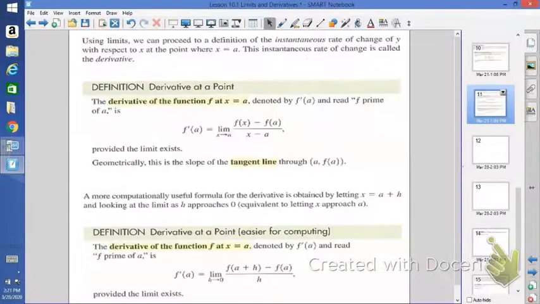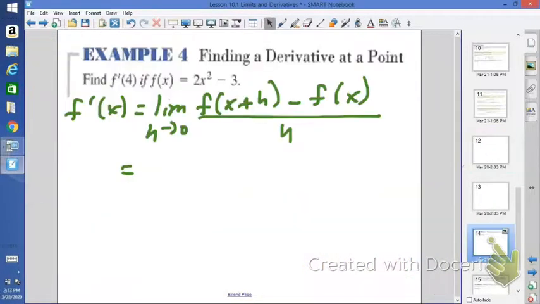Okay, so example 4. We're going to find the derivative at a point. And notice we were given x's instead of a's, so I made that substitution in our formula. So we want to find f prime of 4 if f of x equals 2x squared minus 3. Another way you could think of this is: what is the instantaneous velocity at 4 seconds? So they go hand in hand, the instantaneous rate of change and derivative.